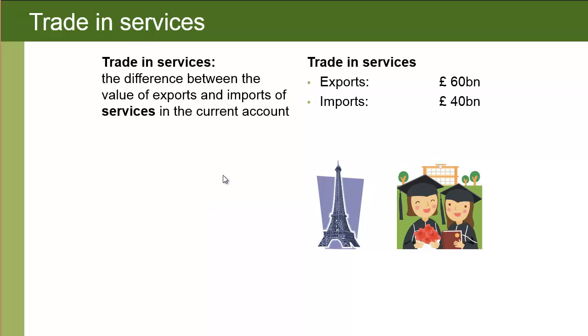We've got a deficit on our trade in visibles. Another section that gets recorded in the current account on the balance of payments is trade in services. Here we've exported, say, £60 billion worth of education and tourist services, imported just 40, which means we're running a surplus of 20 billion on our trade in services.